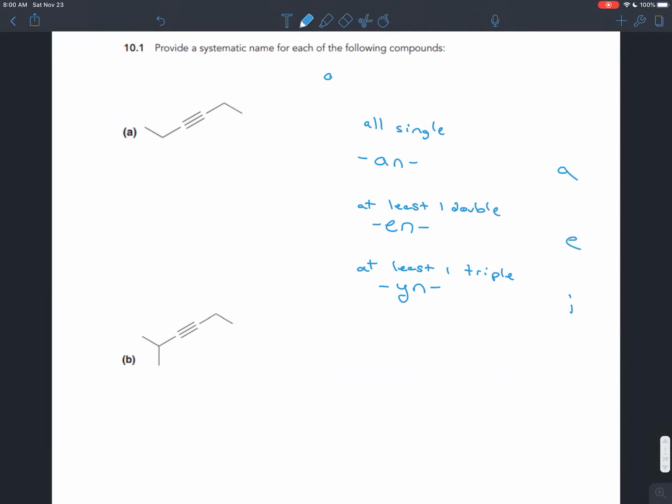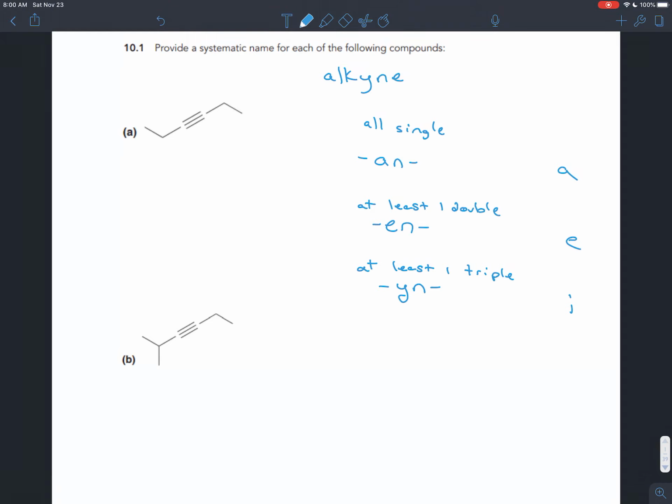So alk is a prefix that means a hydrocarbon, a molecule made of hydrogen and carbon. Alkanes were hydrocarbons that had all single bonds. Alkenes were hydrocarbons that have at least one double bond. And now we're going to talk about alkynes, which are hydrocarbons that have a triple bond.